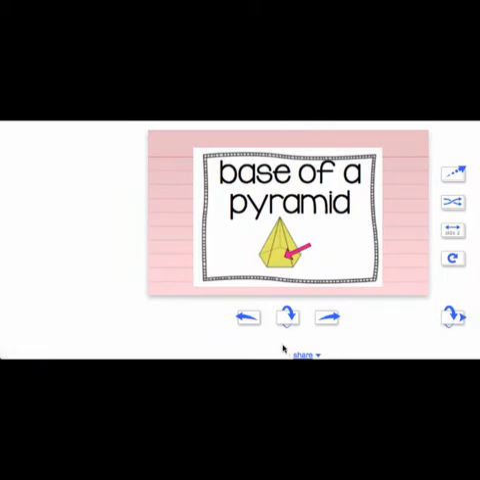Base of a pyramid. The surface a solid object stands on is considered its base. The base of the pyramid you're looking at is in the shape of a pentagon.